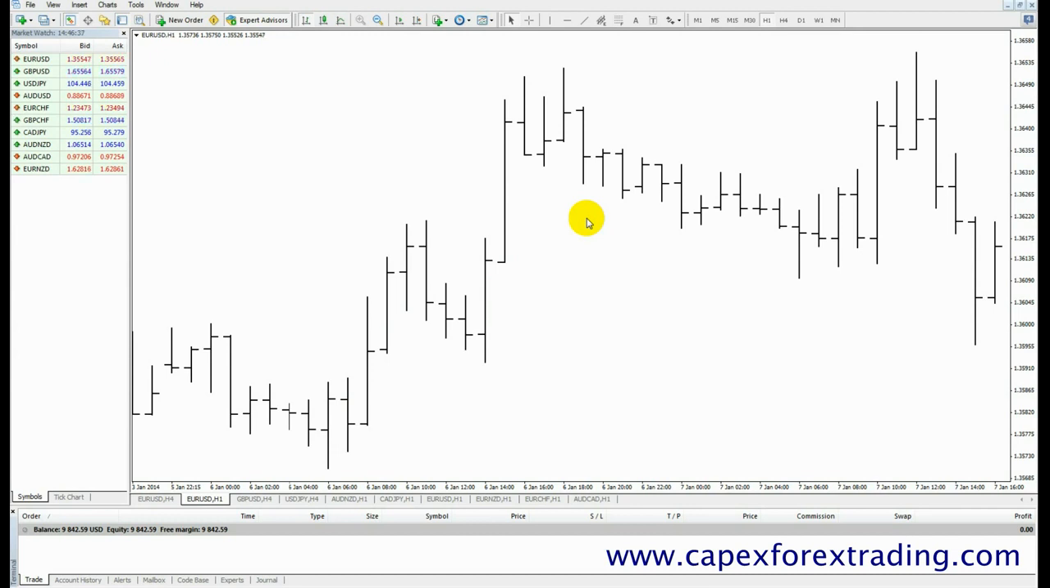In this video, we're going to focus on what a candlestick actually is. So traditionally, traders used to trade using bar charts, which looked like this.